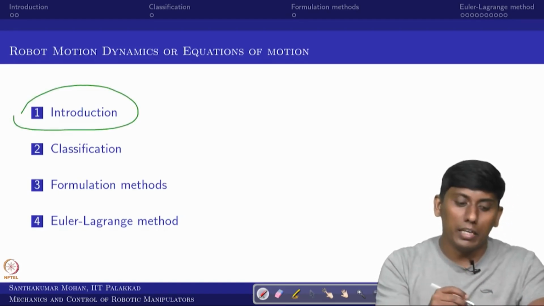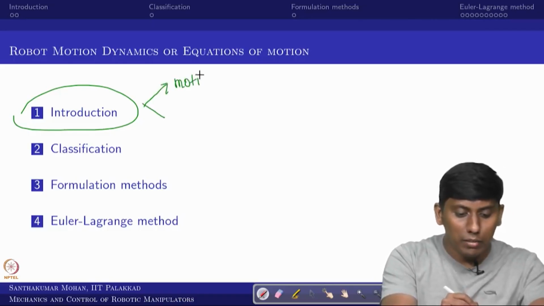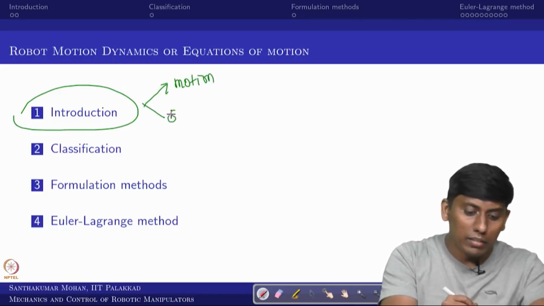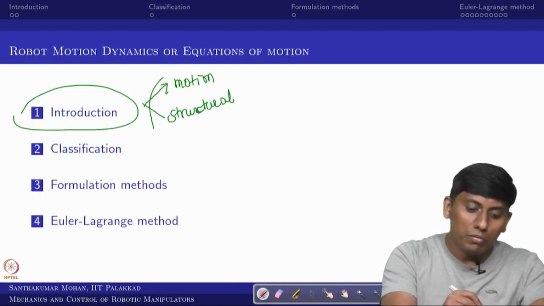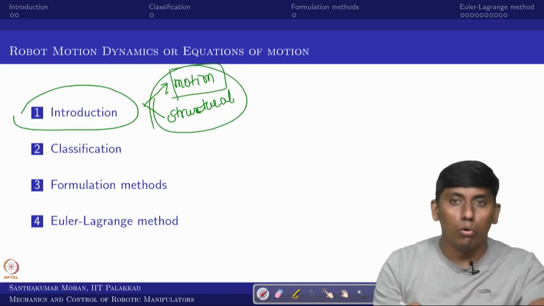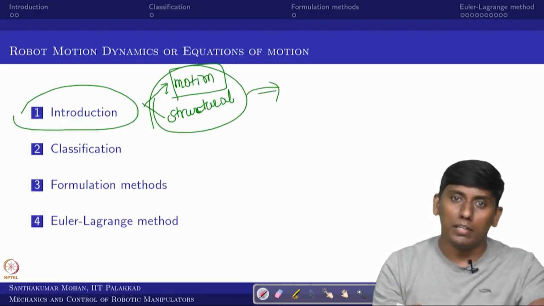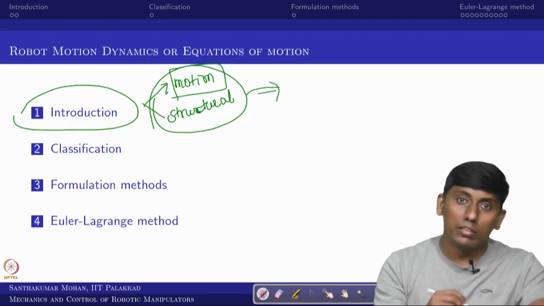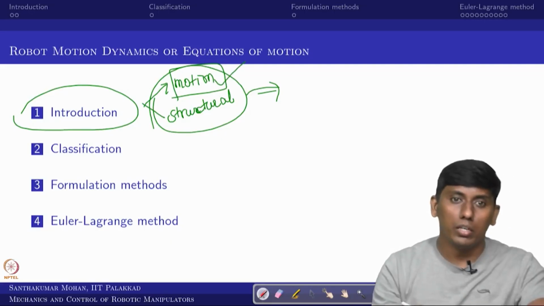The robot dynamics, as we said in the beginning, can be written as motion dynamics and structural dynamics. Both we are going to see, but this particular lecture is going to talk more about motion. The structural part will come in the manipulator design aspect. However, since this course is mechanics and control, we will see more on motion. That is what we are going to give in this introduction.